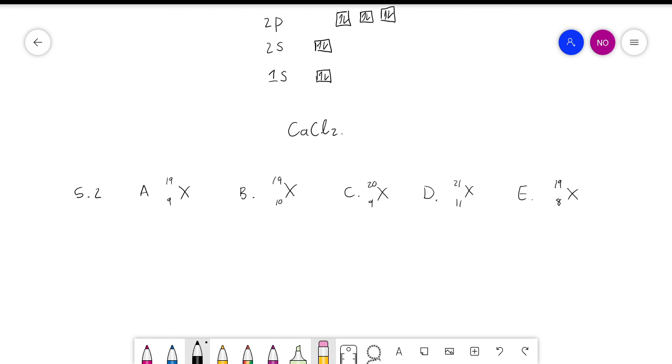Goed, so vir iets om isotope van mekaar te wees, moet hulle dieselfde aantal protone hê. So the only stuff that has the same amount of protons is A and C. Remember, isotopes mean they have the same number of protons, but a different number of neutrons.